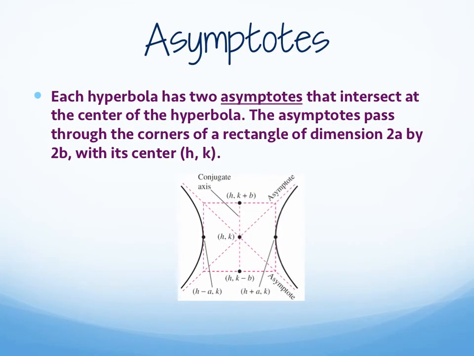The last thing we have to identify with the hyperbola are the asymptotes. Each hyperbola has two asymptotes that intersect at the center of the hyperbola. They make an x. The asymptotes pass through the corners of a rectangle of the dimensions 2a by 2b. So if I extend a in both directions and b in both directions, I'd get my little box or rectangle. Then I want to pass through the corners, making sure that it passes through the center. So there's my center. This would be right and left a and up and down b. Then you'd make that little box and pass your asymptotes through the corners of the box. And that's how you know how wide to make your branches.